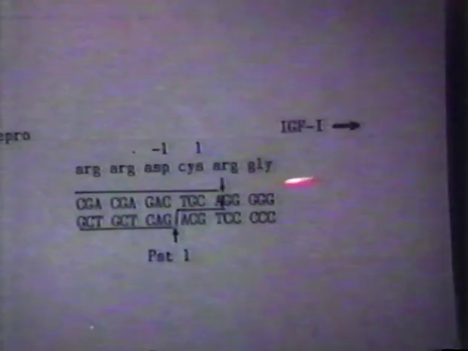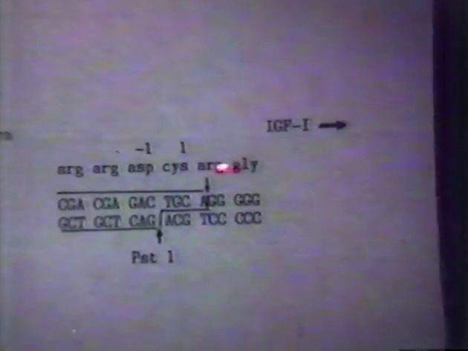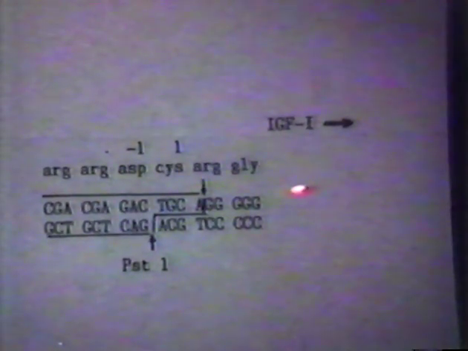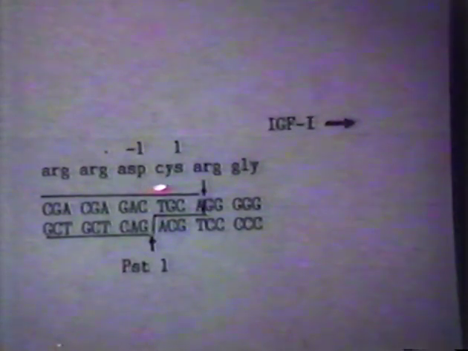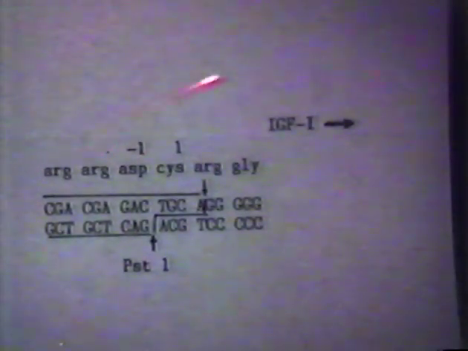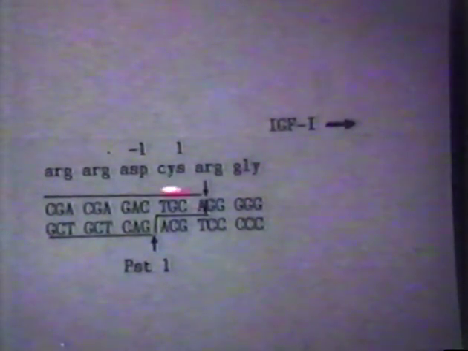We synthesized it in such a way that it has a PstI site on one end and a BamHI site on the other, which is another restriction enzyme site. Here it shows how the pre-pro piece fits right into the IGF-1 so that we don't have any extra amino acids, which could potentially mess up the protein product.